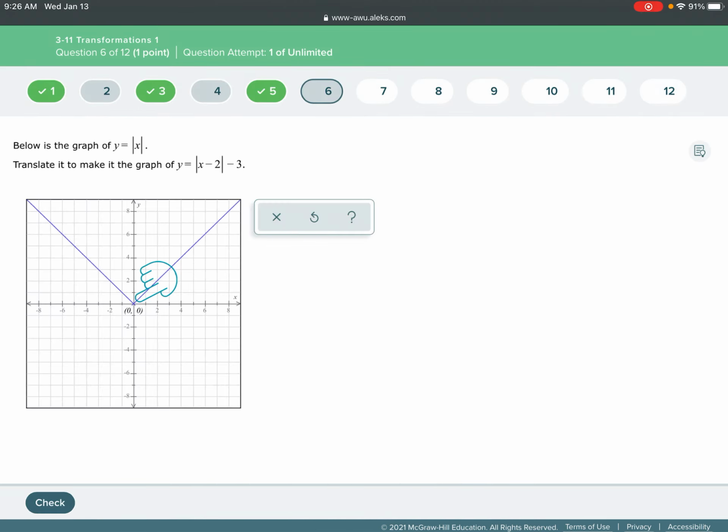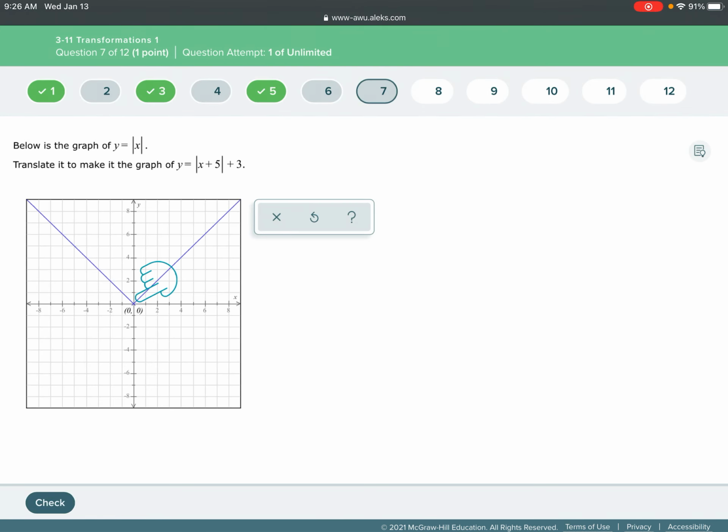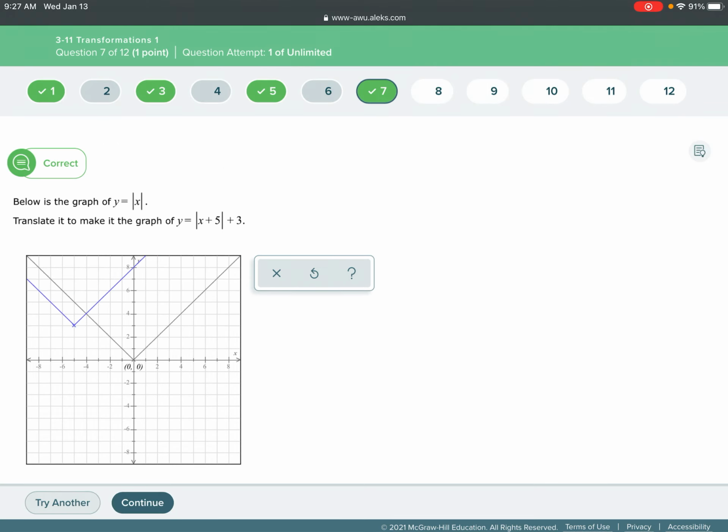All right, so these ideas apply to all the different types of functions. So this next one is going to be a combination of transformations again. Notice we have plus 5 inside of our absolute value and plus 3 outside of our absolute value. So that means, again, inside, plus goes to the left, so we're going to go 5 to the left. And then the plus 3 is up and down, so we're going to go up 3. We're going to check our work. And then we should be all good again.